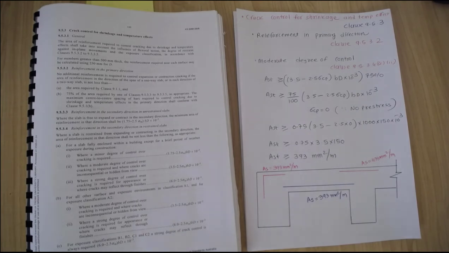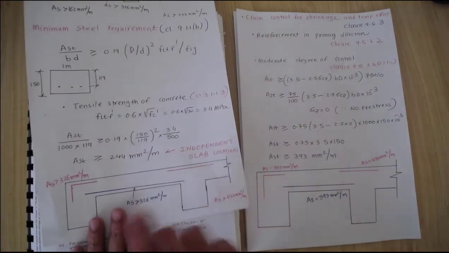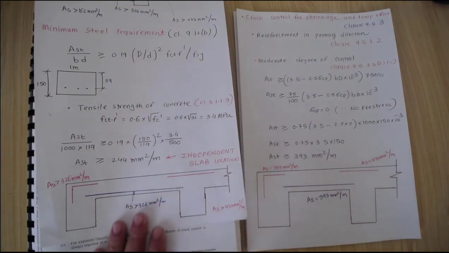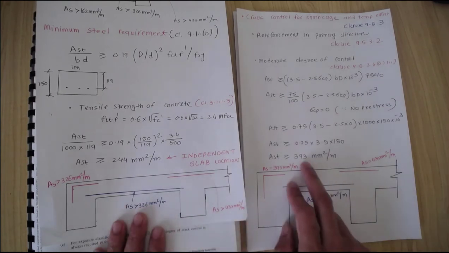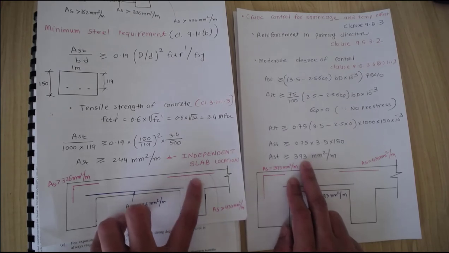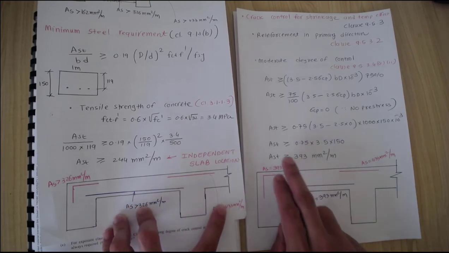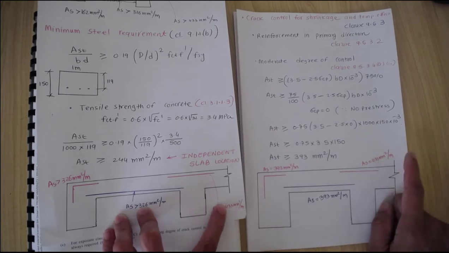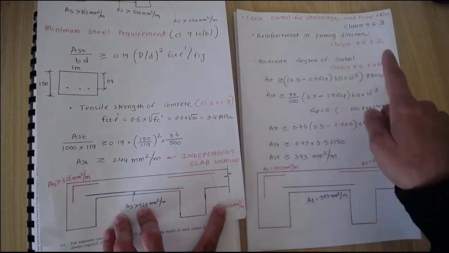All right, let's check it out. In the previous video we worked out 3 different areas: area here, area here, and area here, and we're making sure that this 393 is the minimum that needs to be satisfied. Over here at continuous supports, at the continuous edge, you have 433. So 433 is greater than 393, so that is okay. We can take 433 millimeter square per meter. That is enough for the crack control of shrinkage and temperature effect.